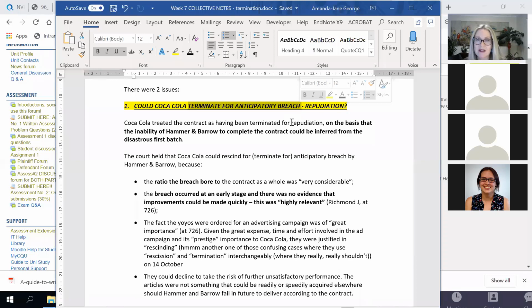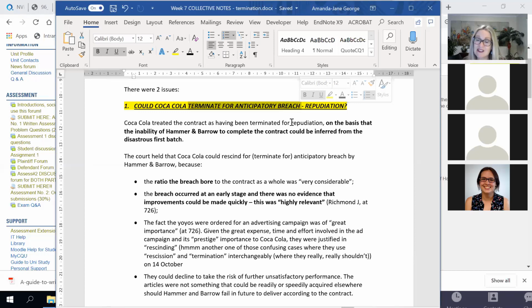And on that point, yes, they could terminate for anticipatory breach, because the conduct itself, an 80% rejection rate, 80% breach rate, the fact that they had delivered that many goods with that much of a breach ratio meant that it was practically impossible that they were going to be able to fulfill the rest of the contract as it's specified and when it's specified, the yo-yos to be delivered. Other pressures were at play here.